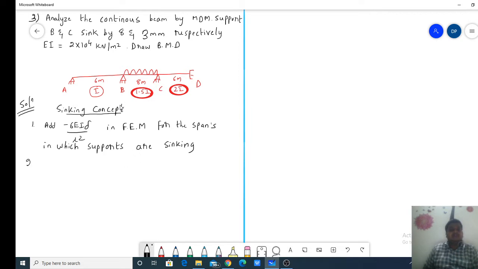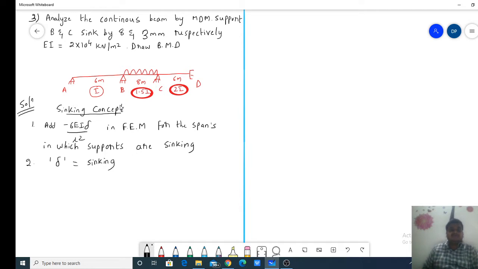Now the second important thing is what value of delta you are taking. Delta is nothing but the sinking, whatever is given. So how do you decide whether it has to be taken plus or minus? The same concept we used for the slope deflection method, we are using here for delta positive or negative.